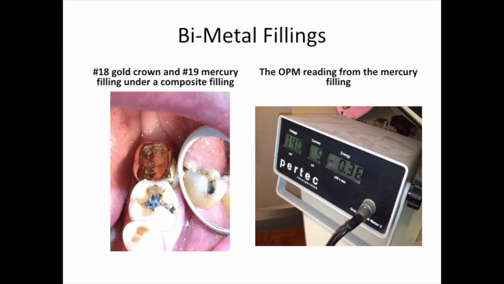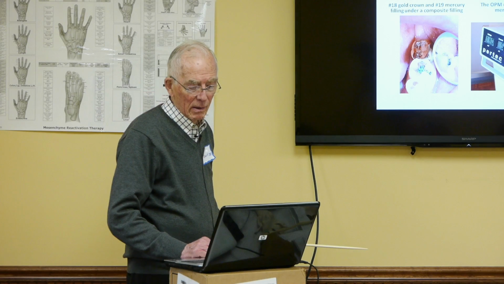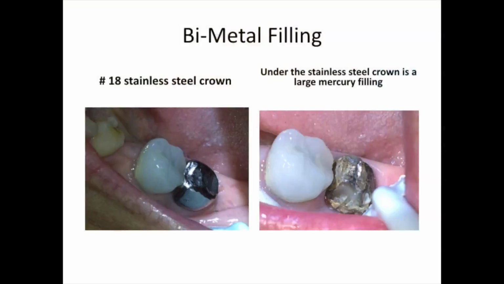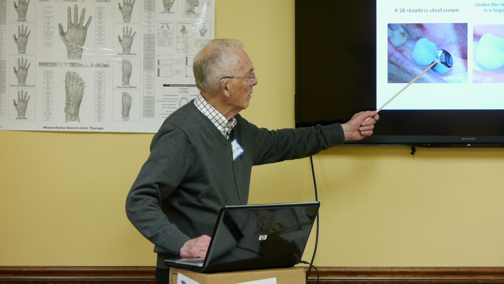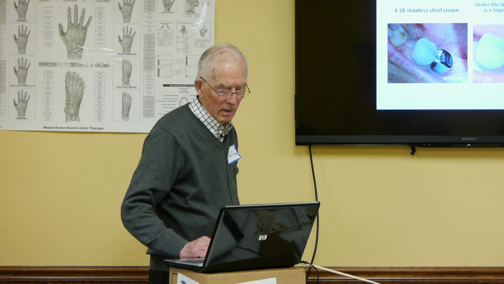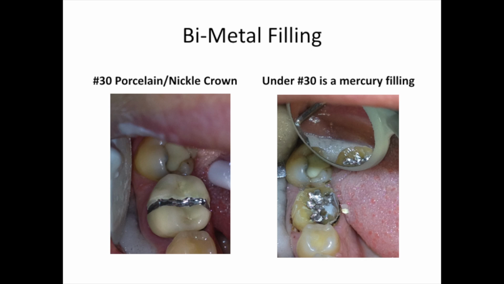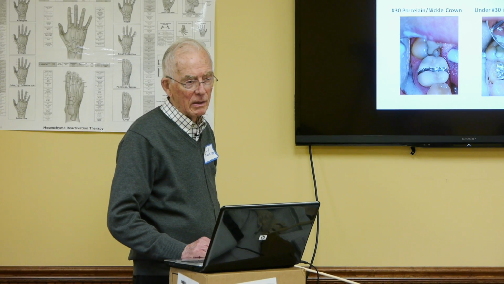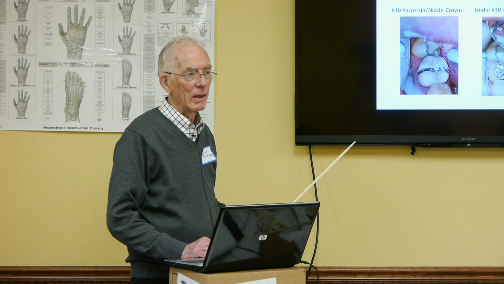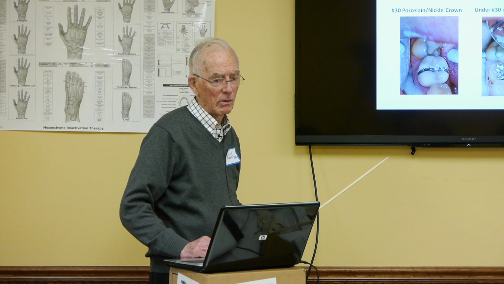This is a composite filling that was taken out where the dentist left the mercury filling underneath. This is an all metal crown, and we cut that off, and underneath it is silver mercury filling. This is one we cut off here and then took it off the tooth. This is what was left under there. The dentist is saving time and money. His money he's talking about, not the patient.